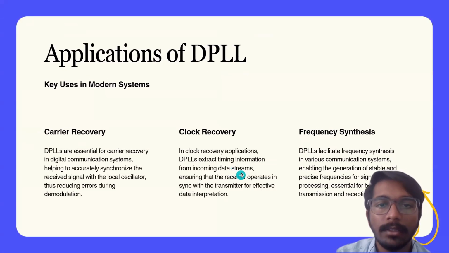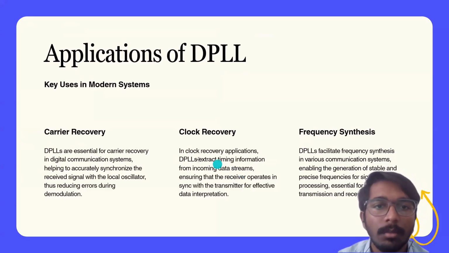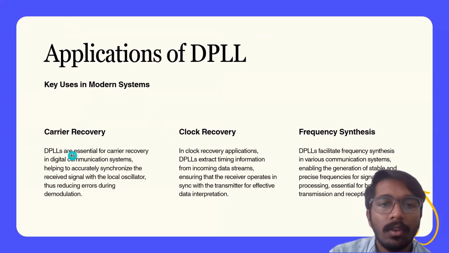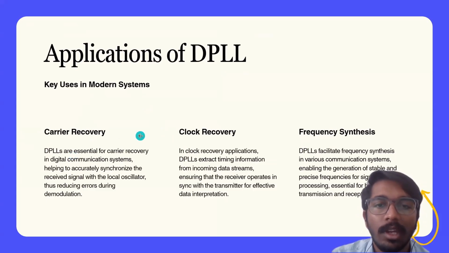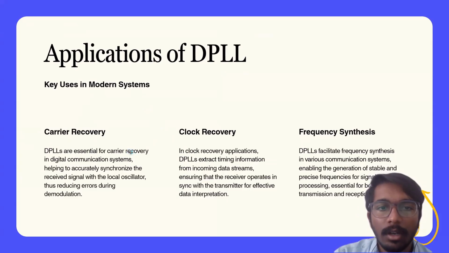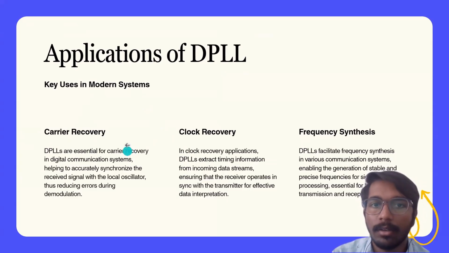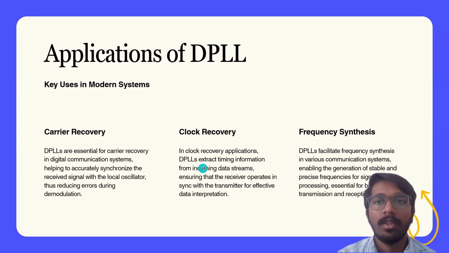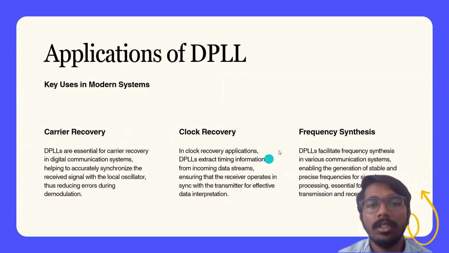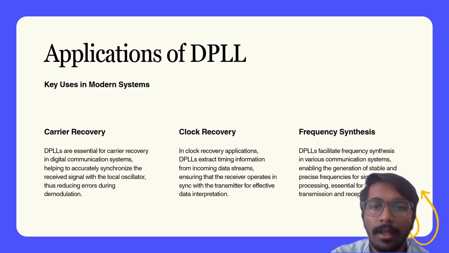Moving to applications of DPLL, one of the most important applications is carrier recovery. In digital communication systems such as QPSK and QAM, the DPLL ensures that the receiver matches the transmitted carrier in phase and frequency. DPLL is also used in frequency synthesis, where precise and stable frequencies are generated digitally. In systems like GPS receivers, DPLL helps track the phase of weak satellite signals accurately.